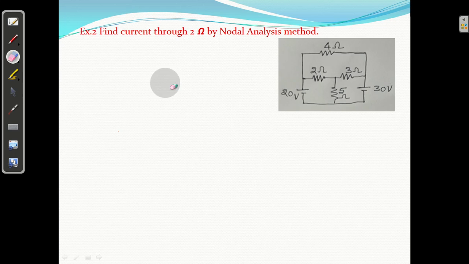So this is the way. I'll take few more problems based on the KCL later on. Okay, and some of these problems will be based on the KCL, which is consisting of dependent source.